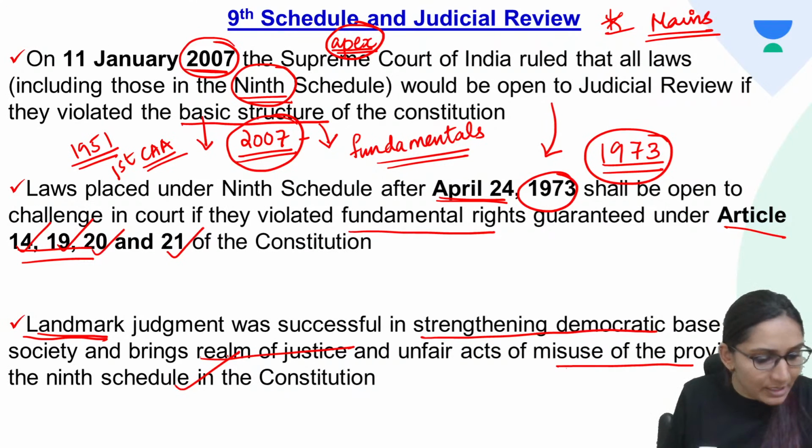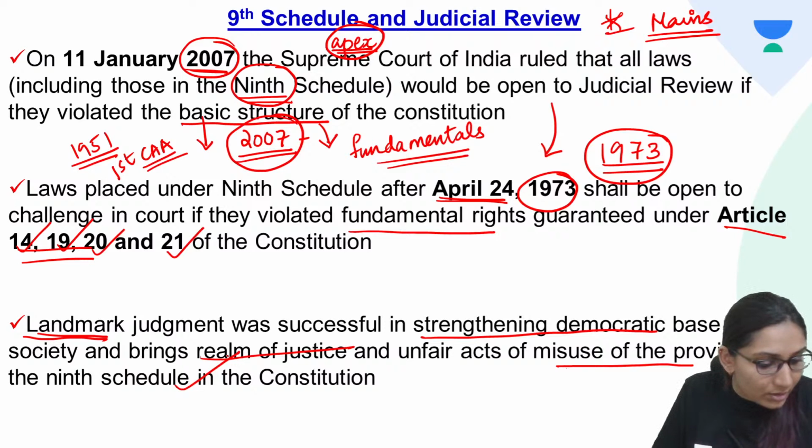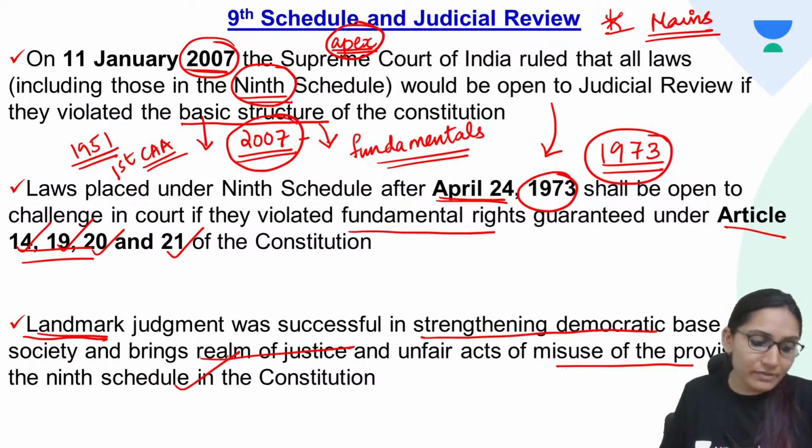Anshu has commented: can the state government also put any law in the 9th Schedule or not? Yes, it's not the state government, but state laws can also be put. Actually, the laws made by the state government can be put in by the Parliament. Ashutosh has commented FR and FD, fundamental rights and fundamental duties. Yes.